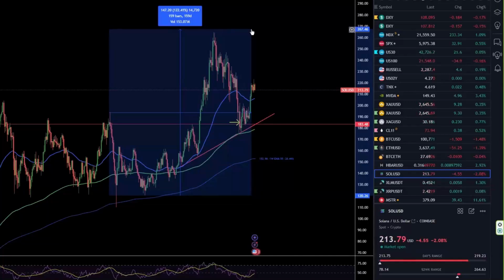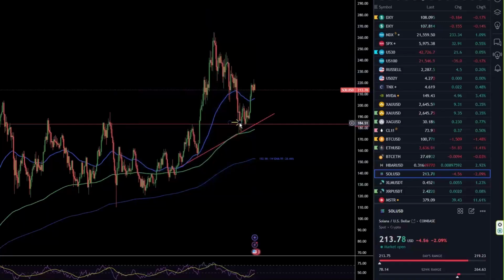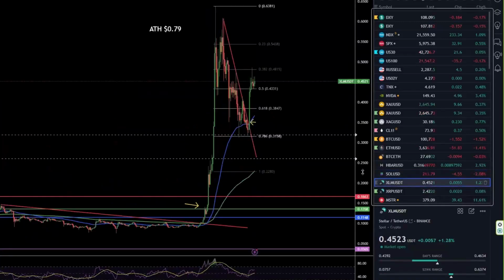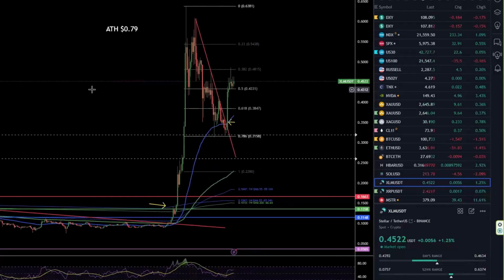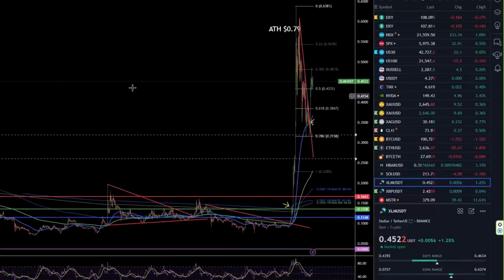So I didn't take any profit out. I just took most of my initial stake out. I then bought some more. XLM is another one. Now this is one from the original group, and I'll show you that in a moment. I made good, substantial profit out of this last time.